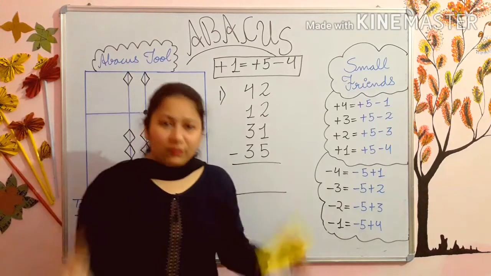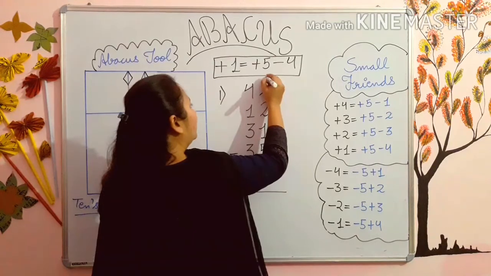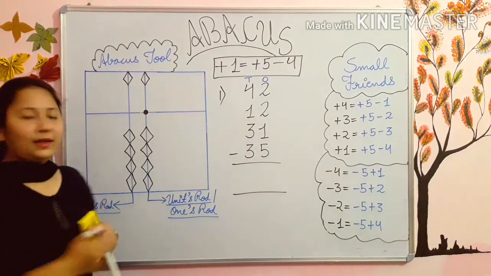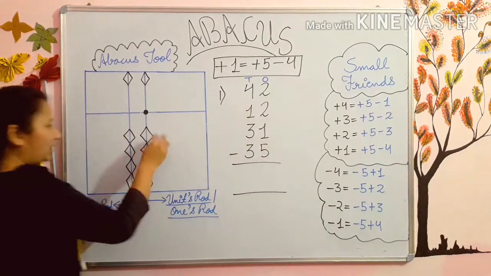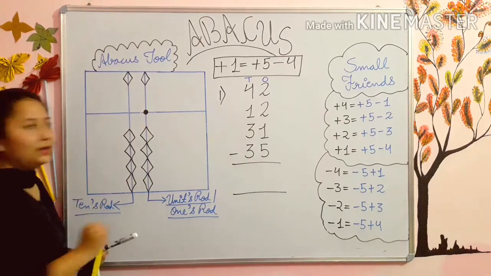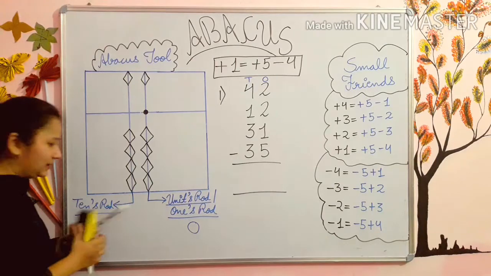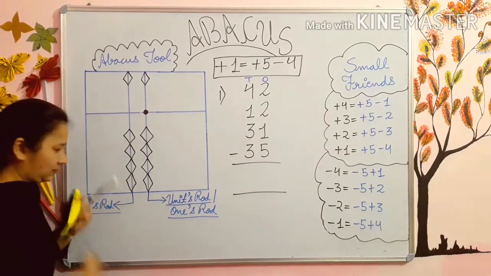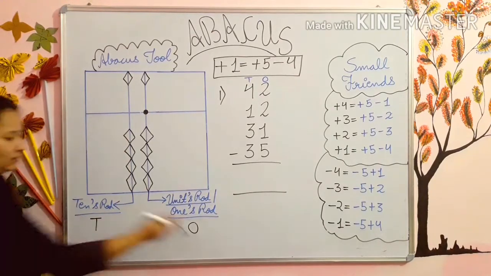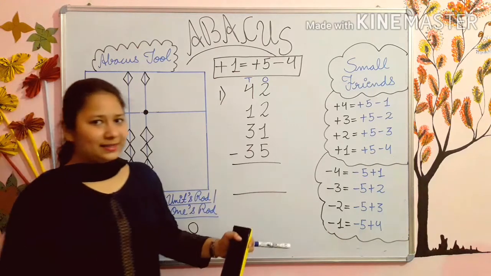Students, as I always tell you, your first row will go in ones rod and second one will go in tens rod. This row will go in ones rod, the first rod, and this row will go in the second rod. See, you can write here O for ones, and this is T. Ones rod, tens rod. So now let's start.